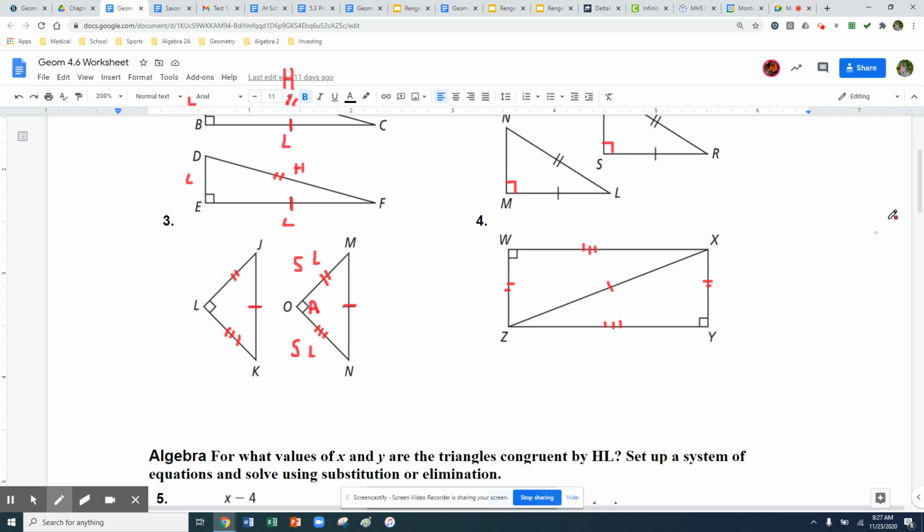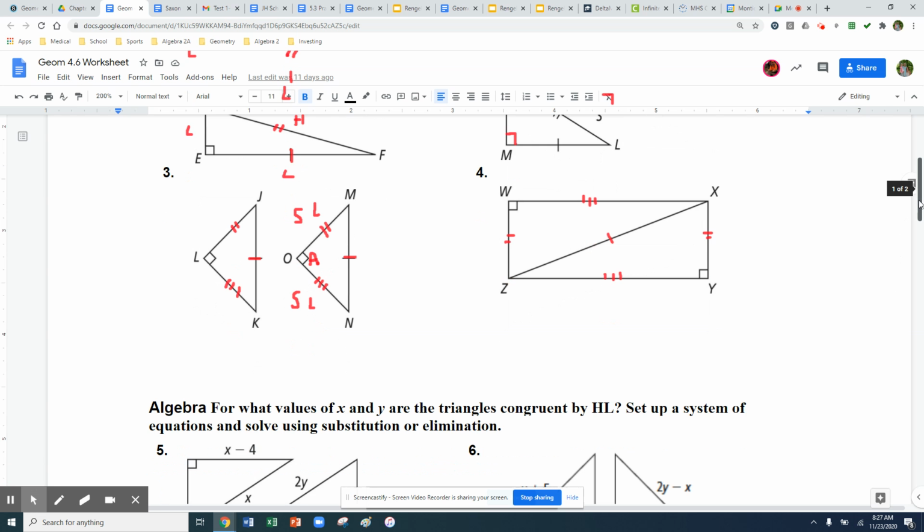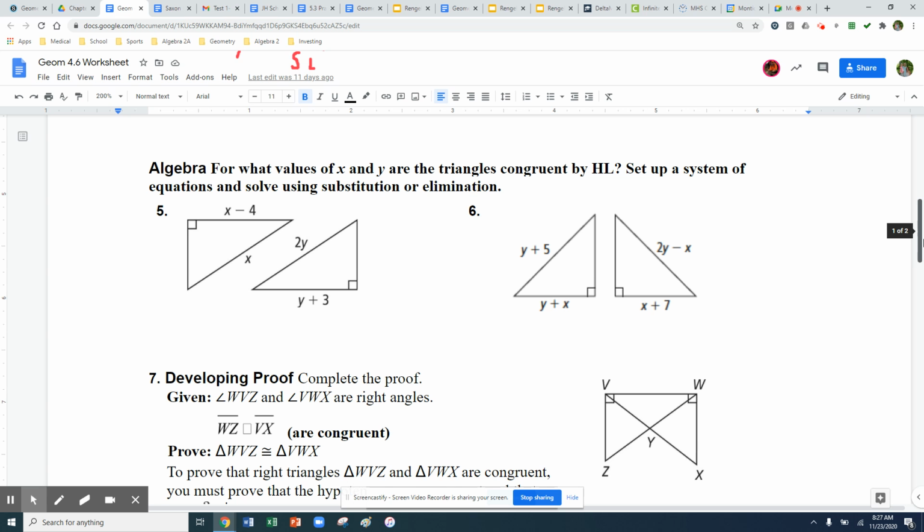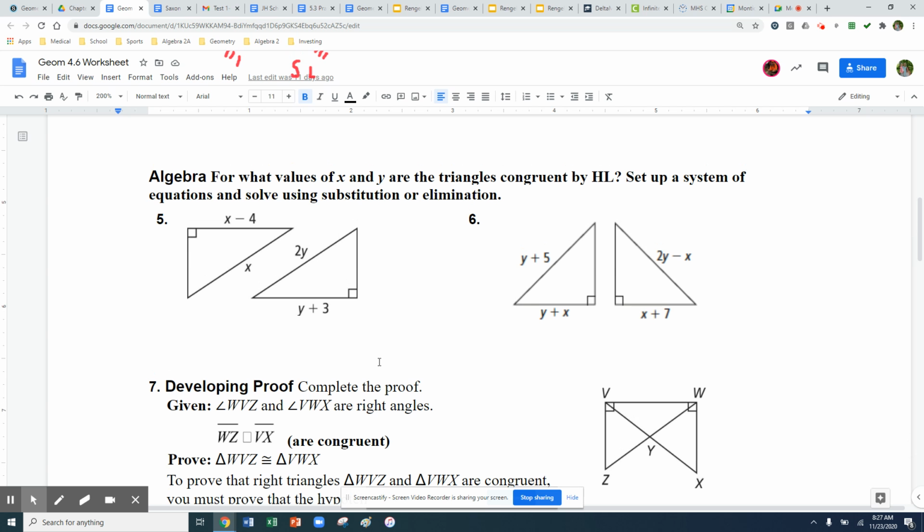All right, so we've got about 3 minutes here. Let's just take a look at one problem from numbers 5 and 6. So we'll take a look quickly at number 5. Number 5 is asking for what values of x and y are the triangles congruent by HL. Set up a system of equations and solve by substitution or elimination. So if we have a right triangle right here and right here, if we can prove that the hypotenuses are congruent and then these legs are congruent, we can prove that the two triangles are congruent. But we need to find values for x and y that make them congruent. So we're going to set up a system of equations.